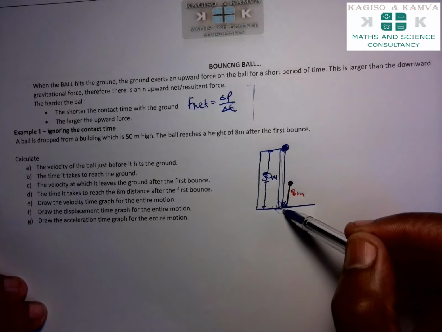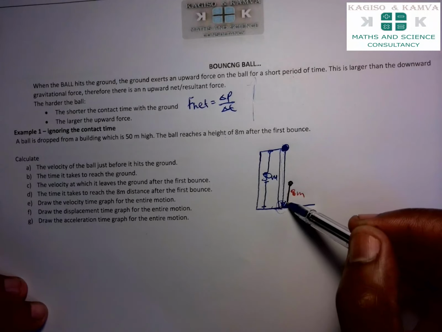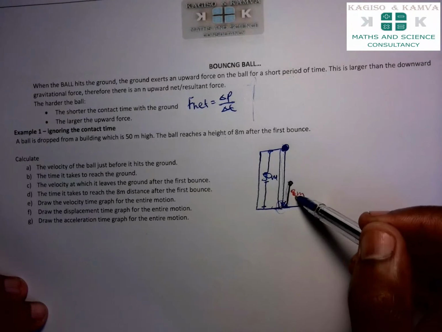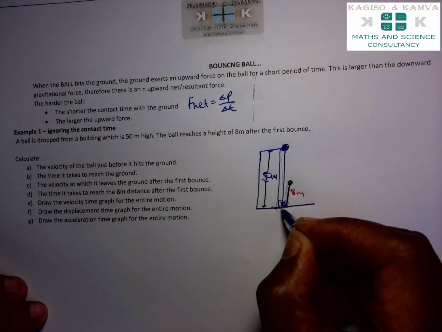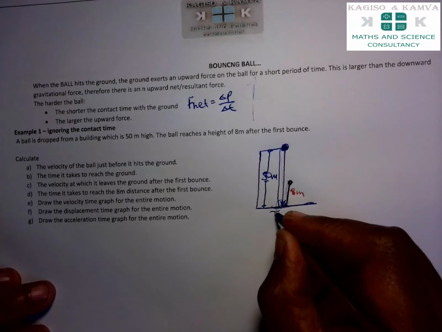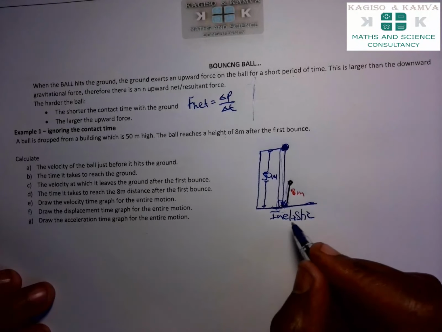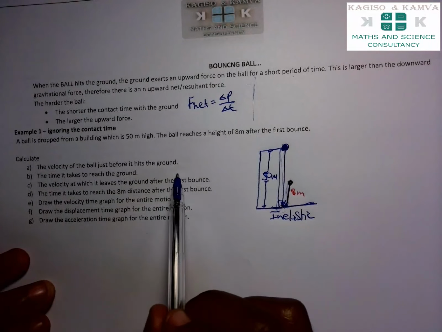So since some of the energy is being converted into other forms of energy, the kinetic energy that is left, that will be converted to the gravitational potential energy, will be minimal. Hence it only reaches 8 meters after the first bounce. Okay, so the contact with the surface is going to be inelastic. Now we are asked to do what? The velocity just before it hits the ground.